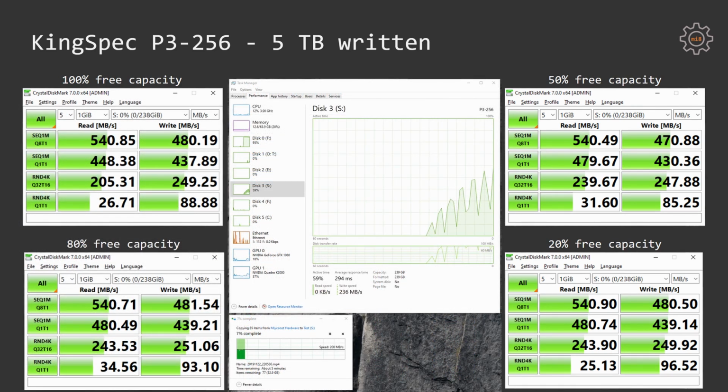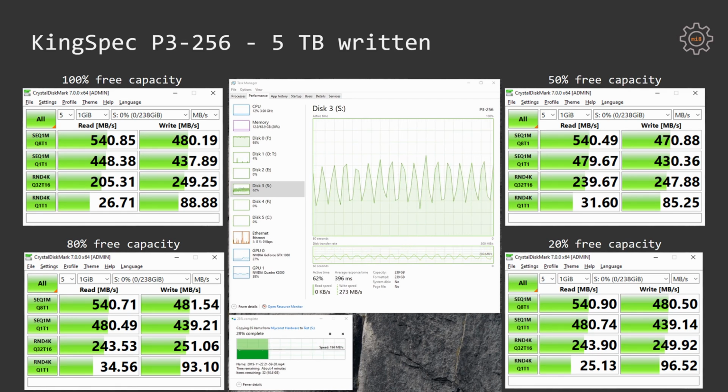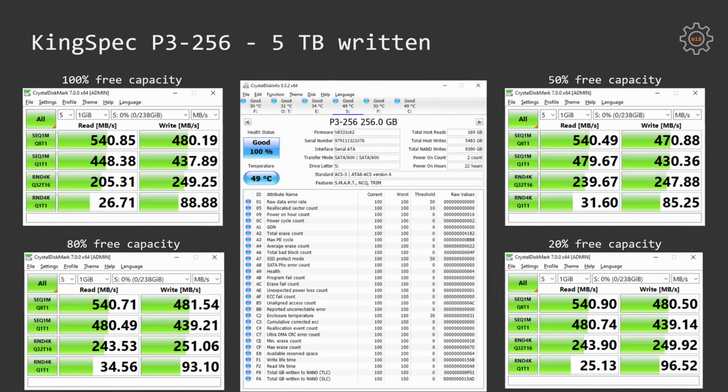Nevertheless, even after writing 5TB of data onto KingSpec P3-256, Crystal Disk Mark is indicating quite consistent results and very much in line with what we got before writing 5TB of data. 100%, 80%, 50% and 20% free capacity results are very much alike, with one exception. The 100% free capacity result has slightly lower results. This test was executed immediately after 5TB of data had been written to the SSD, and maybe it got some impact from the previous workloads. But I have decided to include this benchmark to have a better overall picture of the SSD.